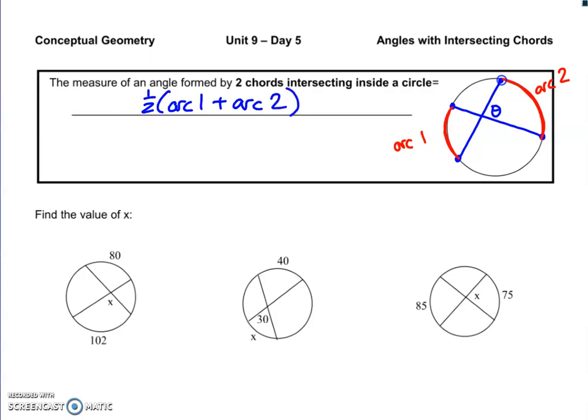Now when you add two things up and divide by 2, it's finding the average. So you can think of it as the average of the arcs.